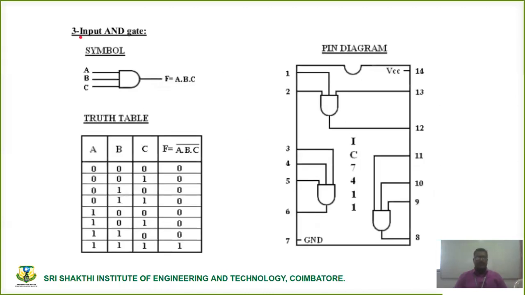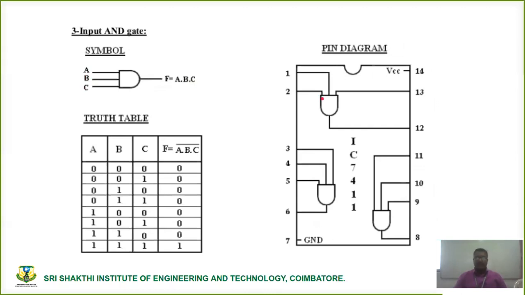And here it is a 3 input AND gate. In the previous one we discussed the 2 input AND gate. Here this is a 3 input AND gate, A, B, C. My inputs will be A, B, C, and the output A and B and C.